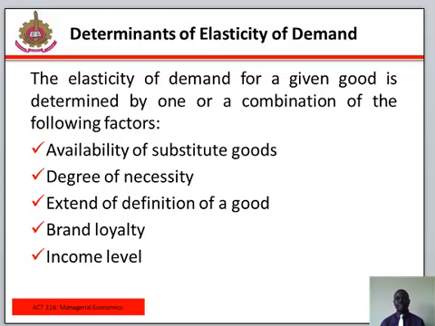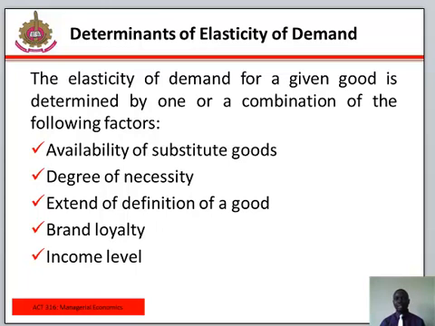The next one is extent of definition of a good. The broader the definition of a good, the lower the elasticity. For example, potato chips have a relatively high elasticity of demand because many substitutes are available. Food in general will have an extremely low price elasticity of demand because no substitute exists.